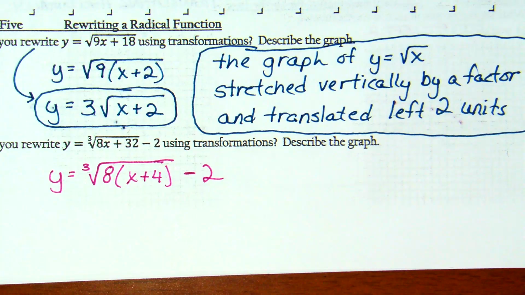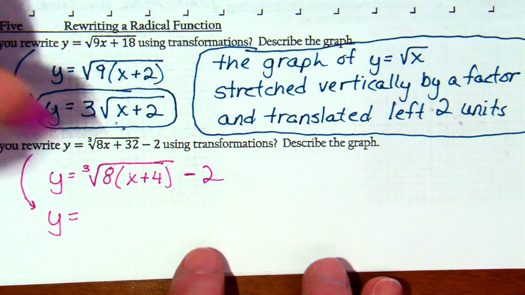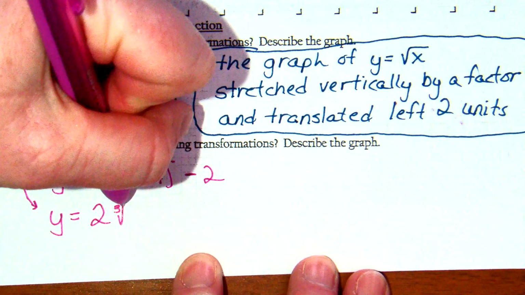Coincidence or not, what do you know? 8 is a perfect cube. What is the cube root of 8? 2. So when I rewrite this, y equals, the cube root of 8 is now a 2 out front, times the cube root of x plus 4, minus 2.